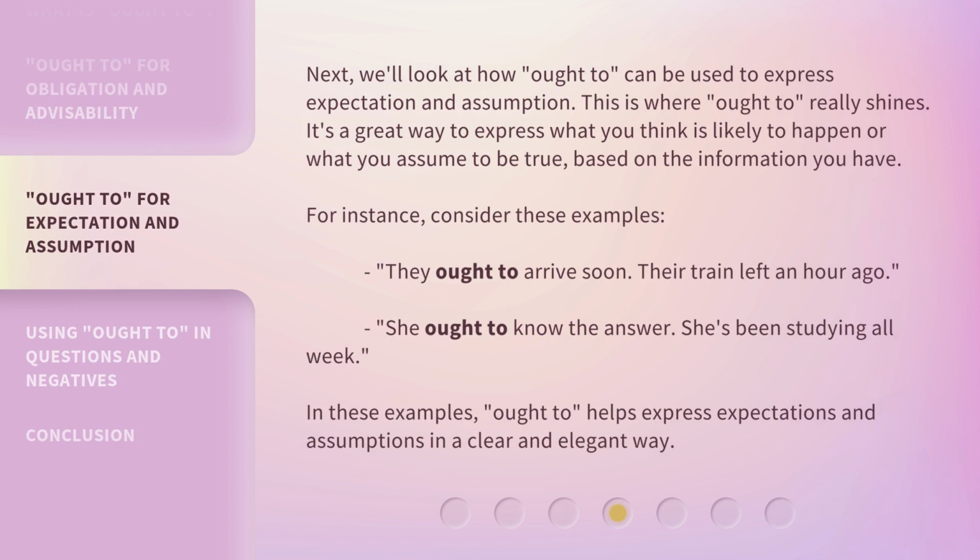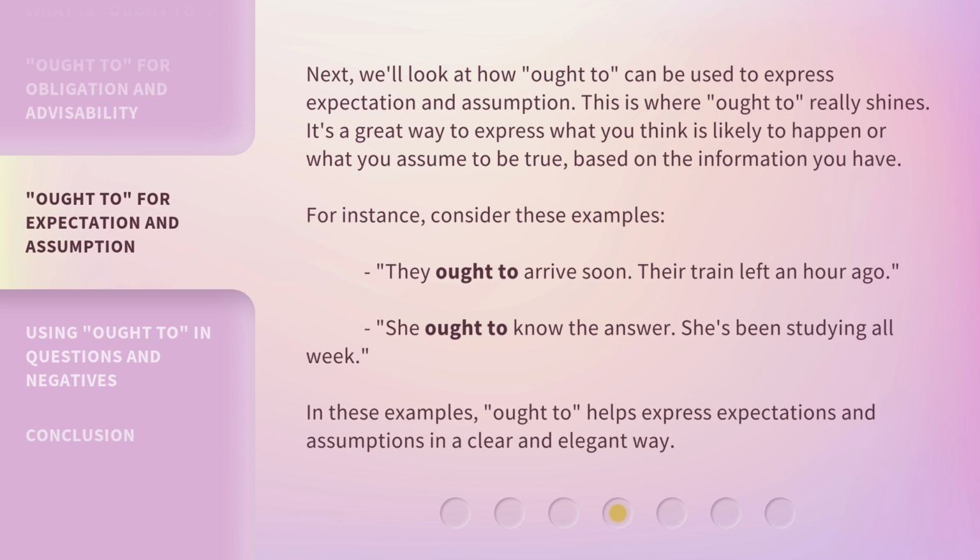Next, we'll look at how ought to can be used to express expectation and assumption. This is where ought to really shines. It's a great way to express what you think is likely to happen or what you assume to be true, based on the information you have.